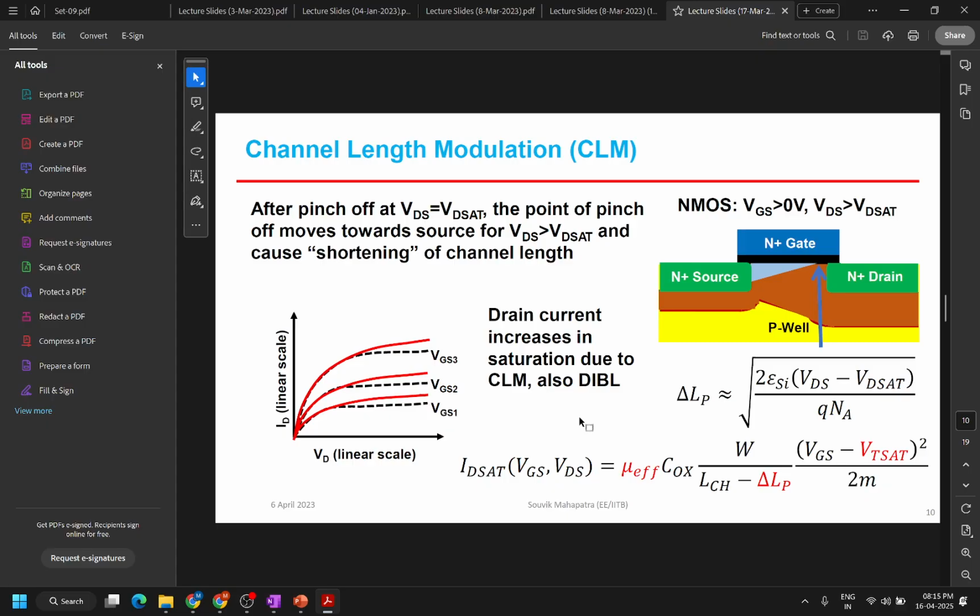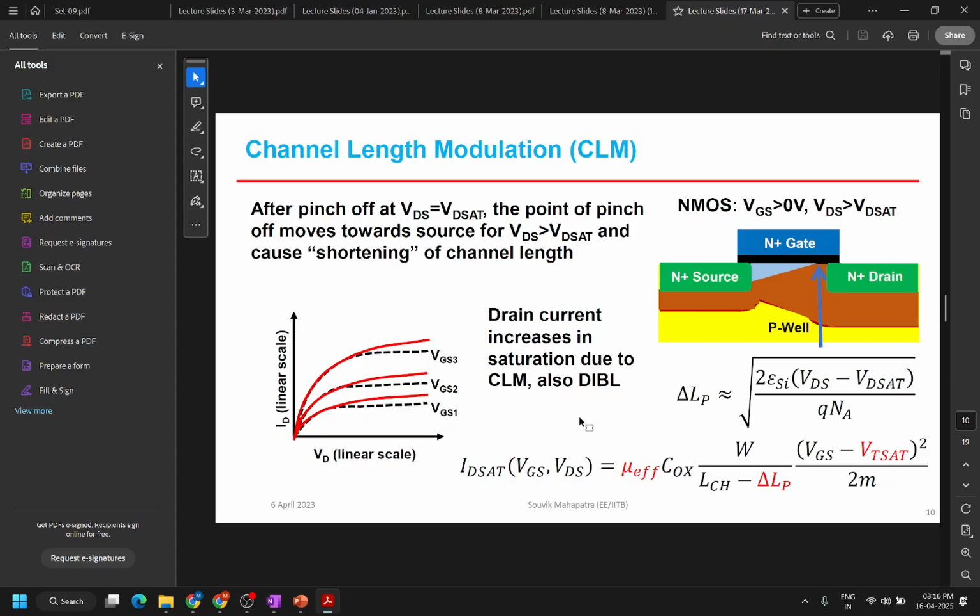So see, all you want, you are using it as a switch. Your MOSFET you are using as a logic gate, right? So you just need a 0 and a 1. You need a 0 state and a 1 state.